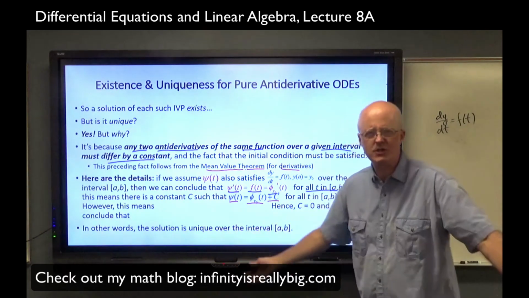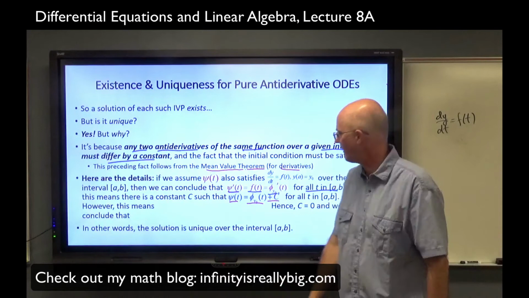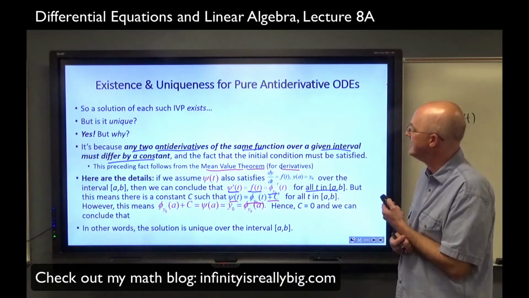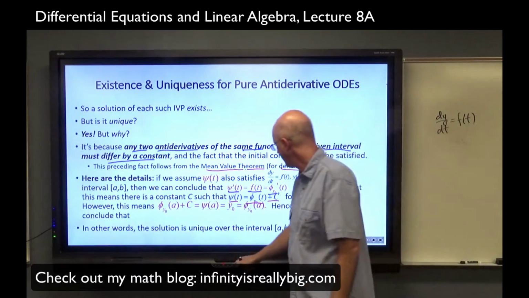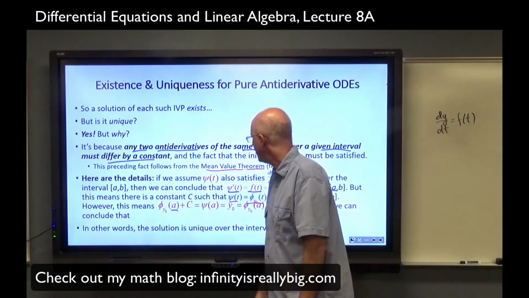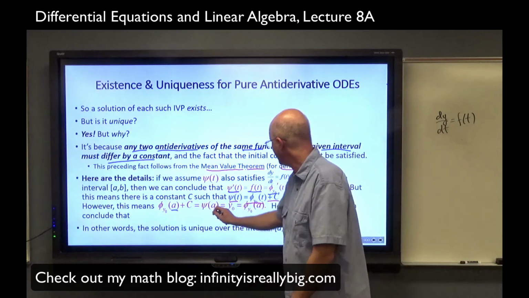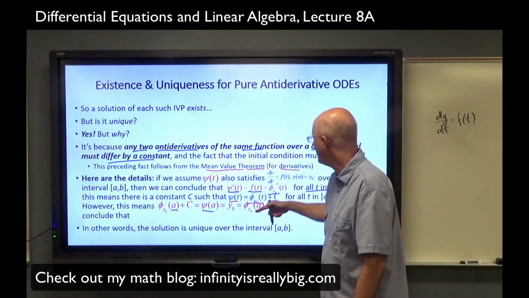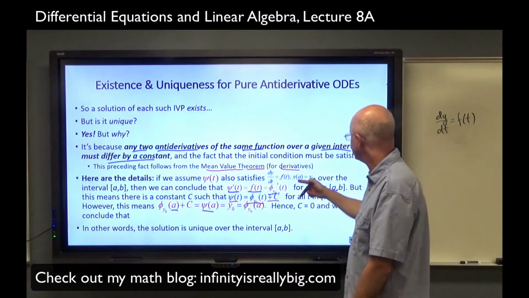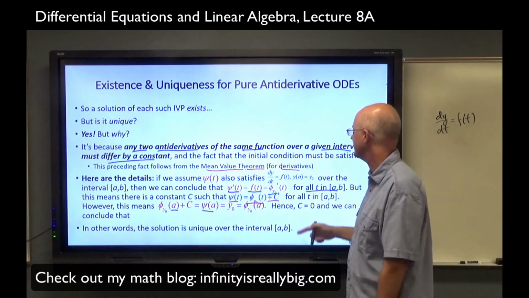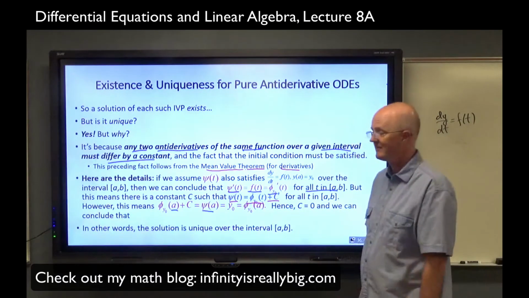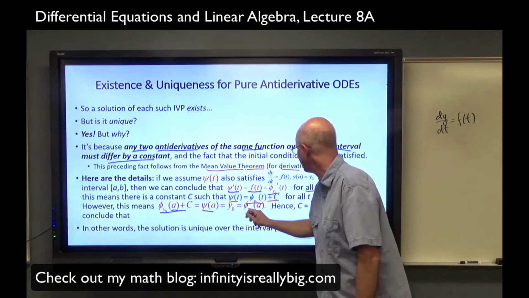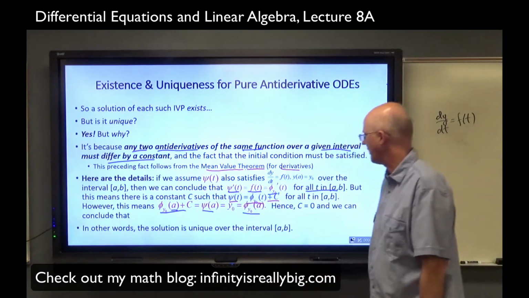What would we want to show to show uniqueness? We'd want to show c is 0. And that's what we do. How do you do that? Plug in the left-hand endpoint, t equals a. Phi of a plus c must equal psi of a, and this is true because of this preceding line. But we know psi of a is y0. We know it satisfies the initial condition. We're assuming it does. But so does phi. And therefore, if you look at the equality between this and this, that must mean c is 0.